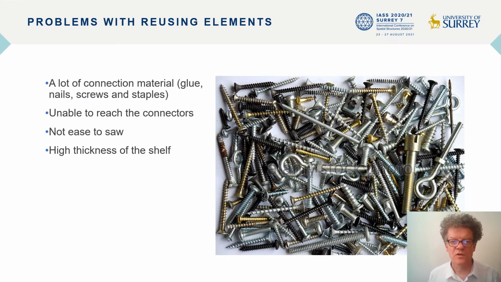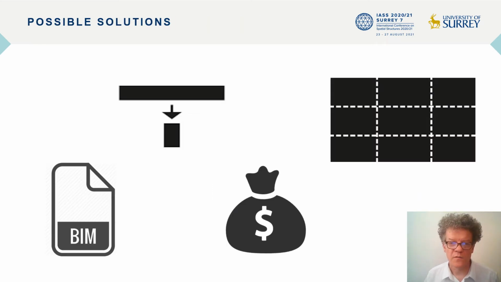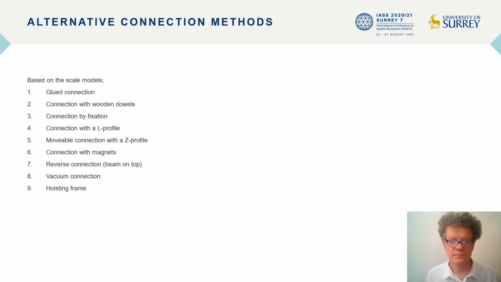In those molds, a lot of screws are used, which makes it difficult to reuse it. So we looked at alternatives. For alternatives, I think it's good to look at BIM modeling and other ways to look at the financial feasibility. So here you will see the alternative connection methods.